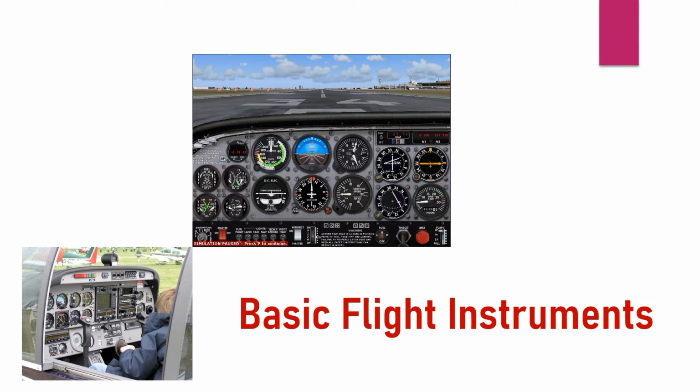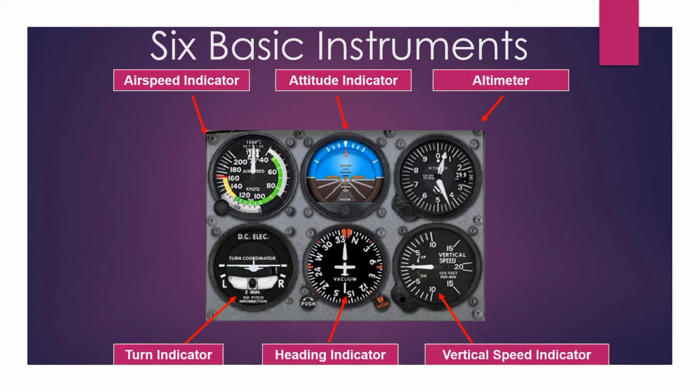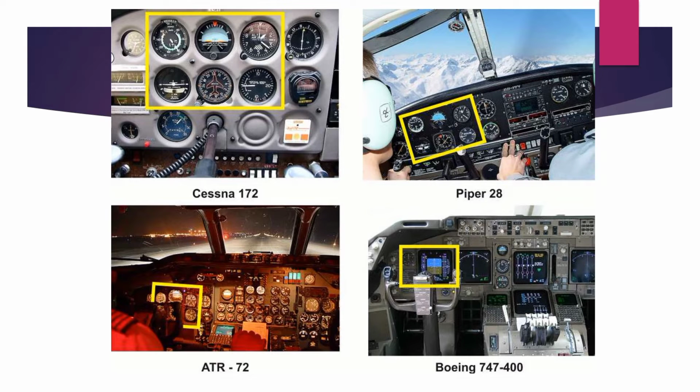Next, see the basic flight instruments. There are six basic instruments: airspeed indicator, altitude indicator, attitude indicator, turn indicator, heading indicator, and vertical speed indicator. So these are the indicators. First, see the Cessna 172, Piper 28A, and Boeing 747-400.